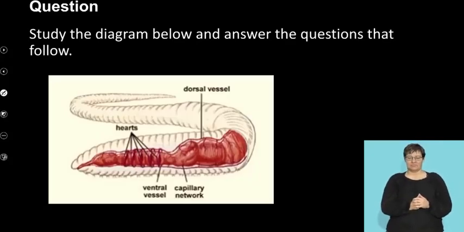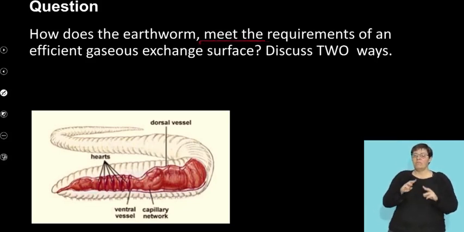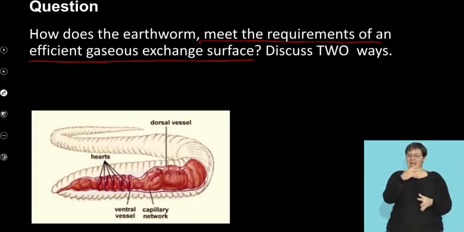Right, our first question over here, as you can see, is a diagram of an earthworm. And it says to you, study the diagram below and answer the questions that follow. Now remember, it's not going to be specifically about the earthworm, but it is going to do with gaseous exchange. Now the question is, how does the earthworm meet the requirements of an efficient gaseous exchange surface? And guys, it just asks you to discuss two ways. So basically it's an open-ended question.